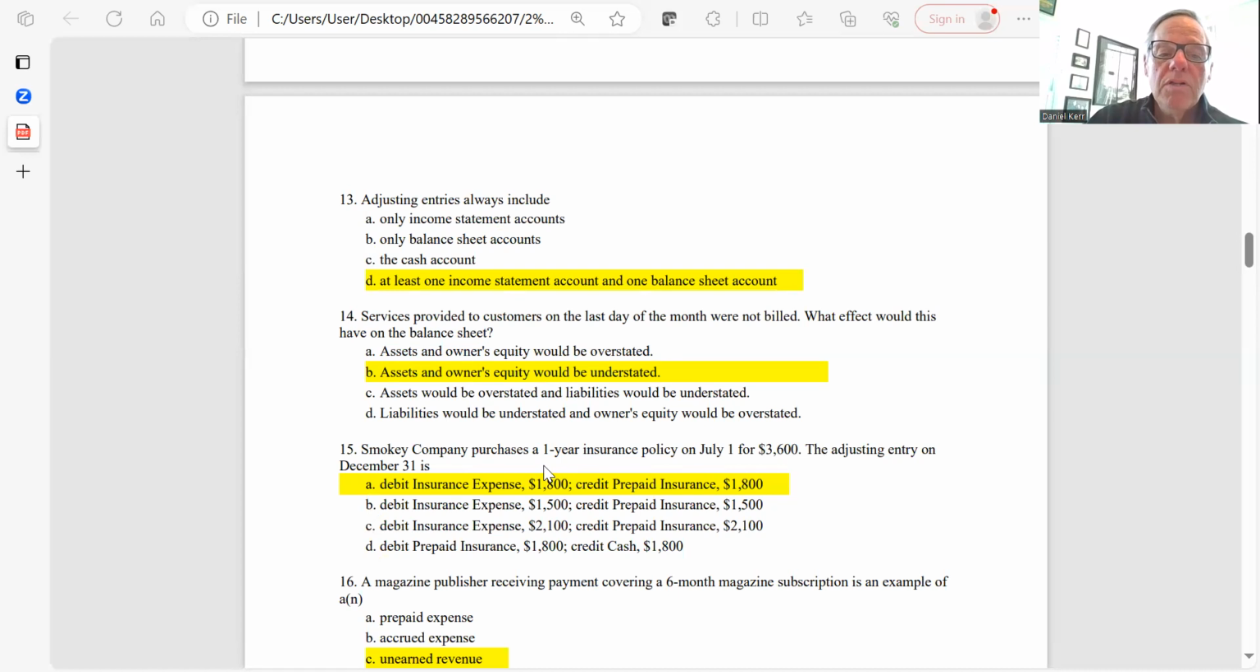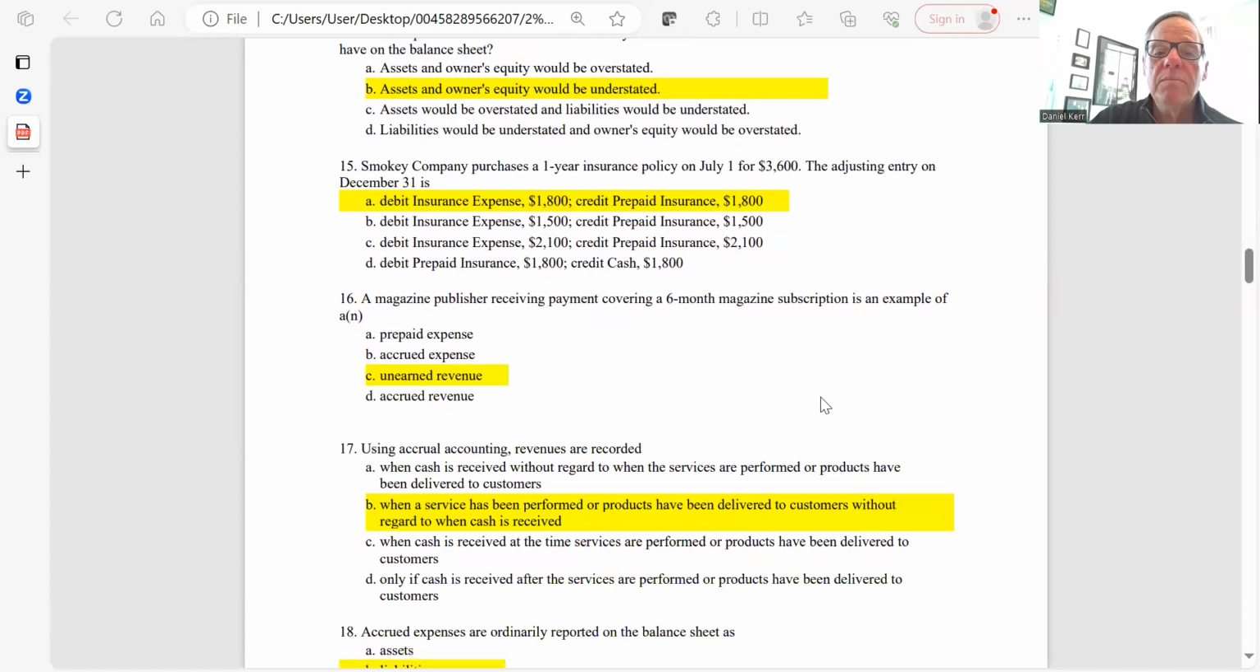15, Smokey purchases a 1-year insurance policy on July 1st. The adjusting entry on December 31st is, well, if it's purchased on July 1st and it's a 1-year policy, July through December is 6 months, so half of that insurance has been used up. So it was originally recorded as prepaid. So the amount that's been used up is $1,800. So you debit insurance expense, credit prepaid insurance.